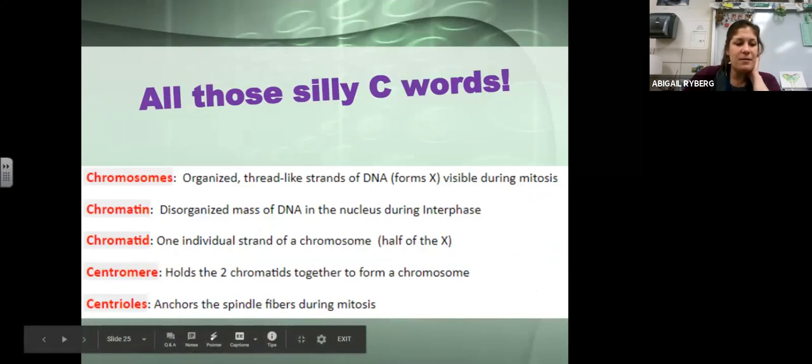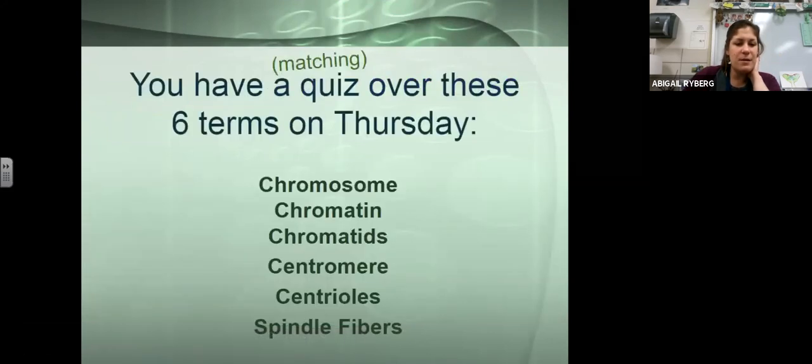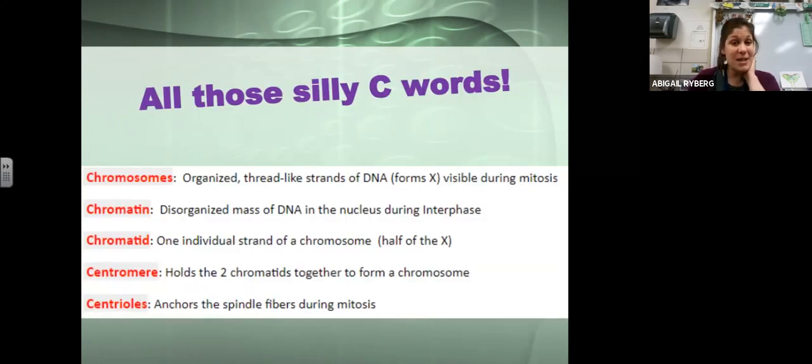There's lots of C words, and this is what I'm saying. It wasn't until last year, I think, that I had the stroke of genius to make you guys memorize these terms now, like literally today. You will be so confused for the next week or two if you can't get these terms straight. So I want you to memorize chromosomes, chromatin, chromatid, centromere, centrioles. There's 5, and I call those the C words.